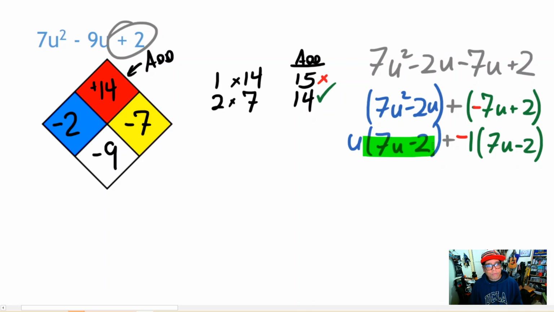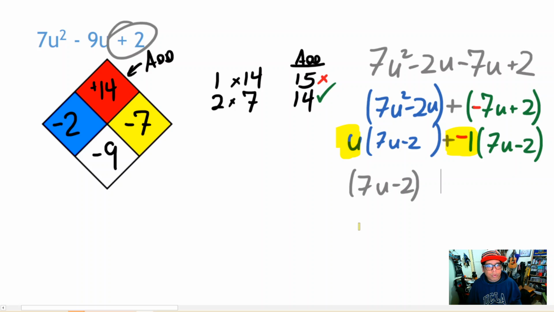So here's our first factor, 7u minus 2. And here's our second group, u minus 1. And this one's finished too. Let's move on to our next problem.